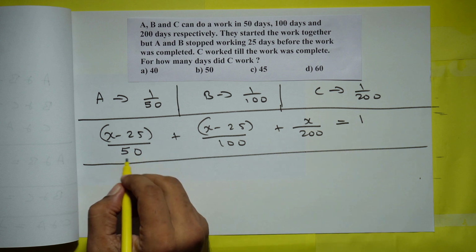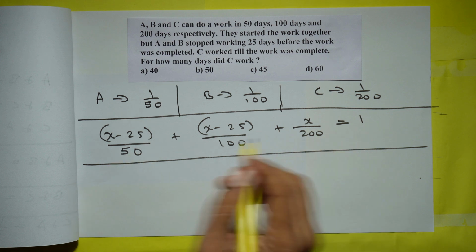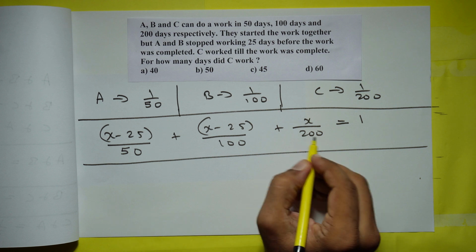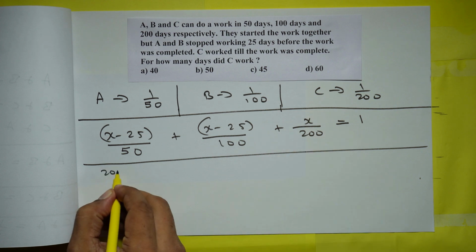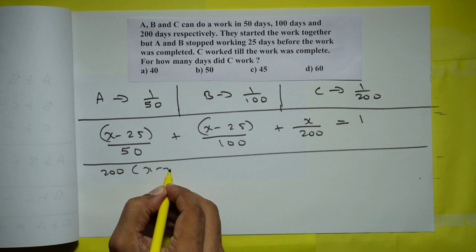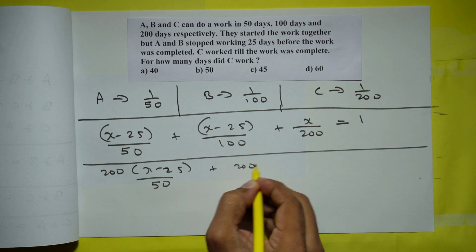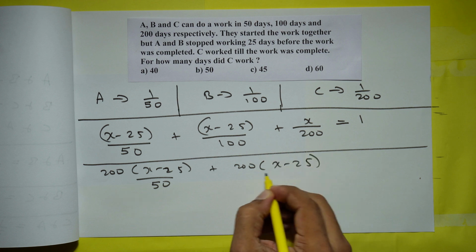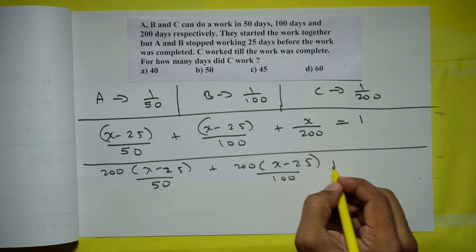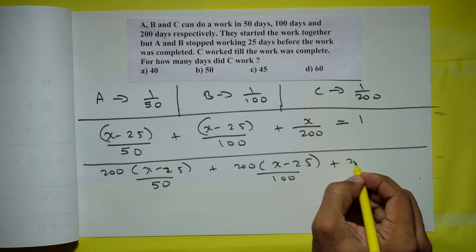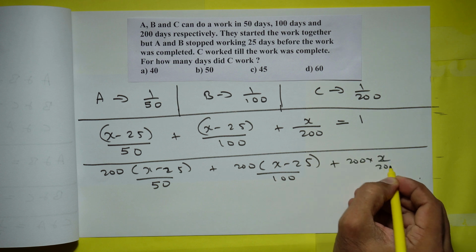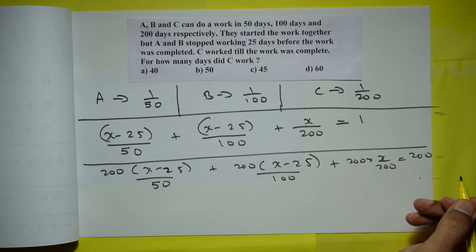We'll multiply throughout by 200. That is the LCM of 50, 100 and 200. So all the denominators will go off. So 200 into (X minus 25) by 50 plus 200 into (X minus 25) by 100 plus 200 into X by 200 is equal to 200.